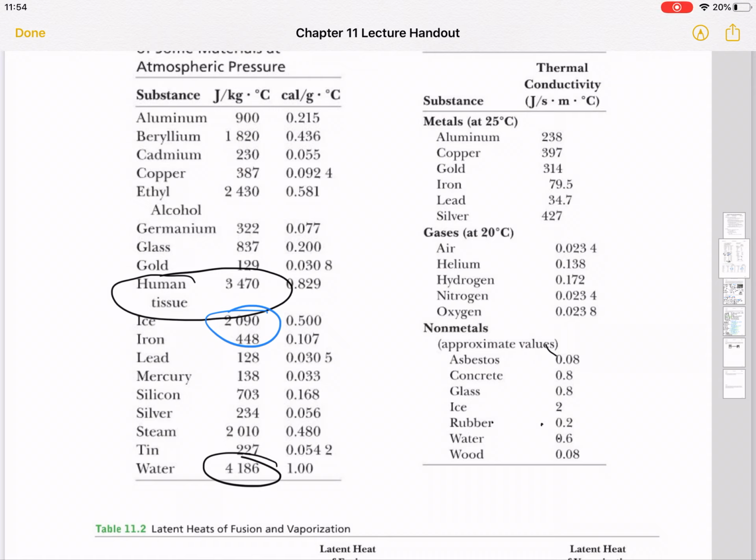Non-metals, we've got wood. Wood there's 0.08 as compared to, let's say you have a silver spoon, right? Silver spoon is 400. That's quite a bit bigger, right? That actually tracks. That makes a lot of sense. Water has a fairly low thermal conductivity. Ice has a higher thermal conductivity. That kind of makes sense. Air has a very, very small thermal conductivity, right? Air is actually a great thermal insulator.